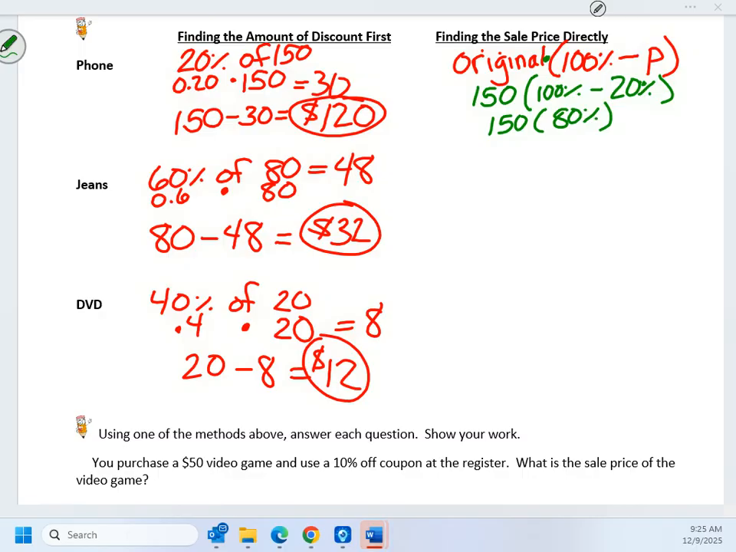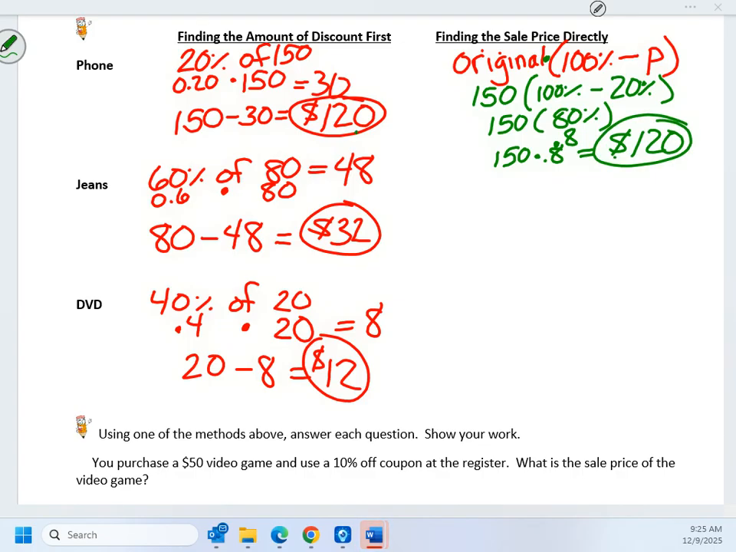What do we call 80%? What decimal would that be? Fernanda? 0.8. Yeah. So I have 150 times 0.8. What is 150 times 0.8? Joy? We get the same amount.